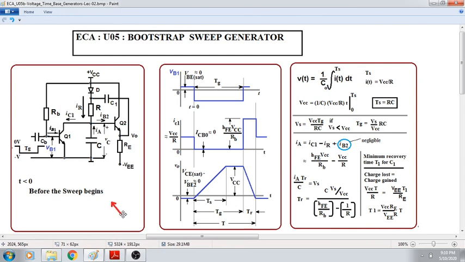Then in the next lecture we will study what happens when the gate becomes negative and how the linear sweep will be affected at the output. So this will be in the next lecture.